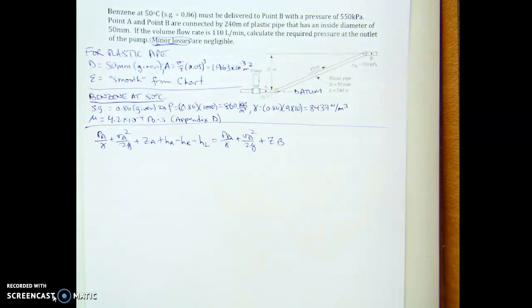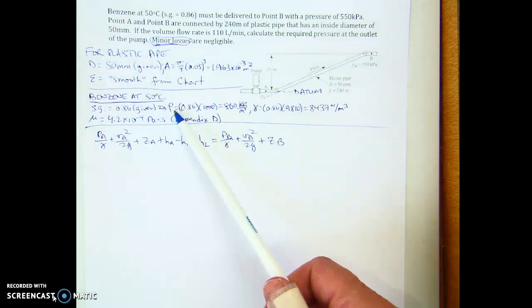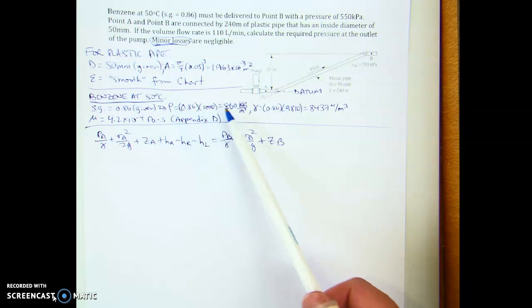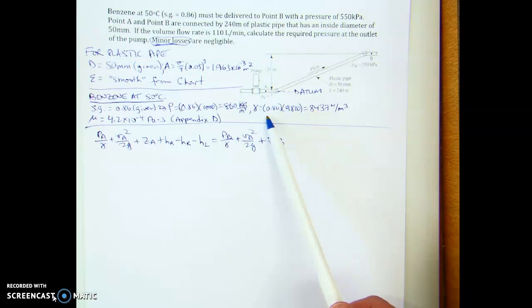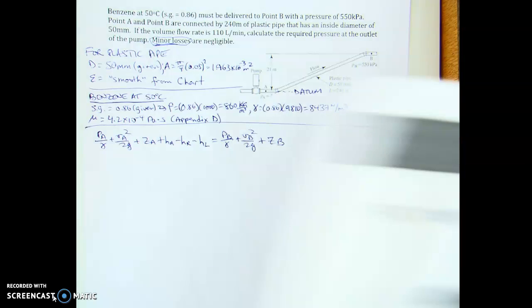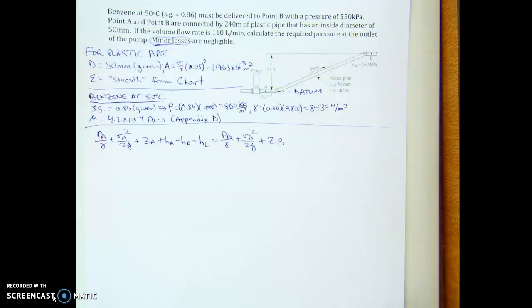Now next, for benzene at 50 degrees Celsius, we were given a specific gravity of 0.86, and therefore we can get our rho as 860 and our gamma as 8437 through calculations that we've done before. And to get the dynamic viscosity, we're going to use our appendix D. So go to our package like so, go to appendix D, which is a graph.